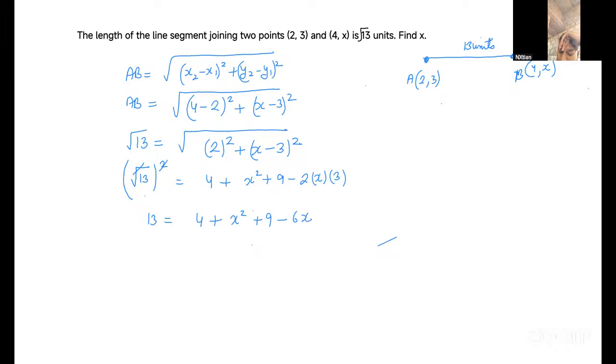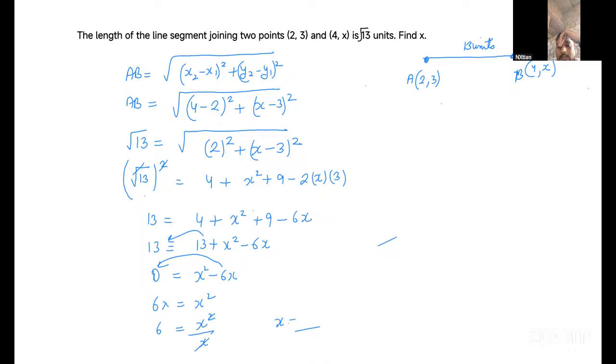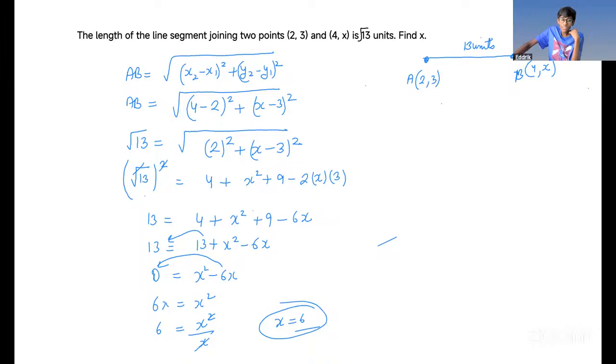So 13 is equal to 4 plus 9, and 4 plus 9 is 13. So 13 is equal to 13 plus x square minus 6x. Now the 13s will go, it will become 0. So 0 is equal to x square minus 6x. Now this will go and it will become 6x is equal to x square. 6 is equal to x square by x. This and this will cut. So x is equal to 6. We got the answer. Wait, x can also be equal to 0.